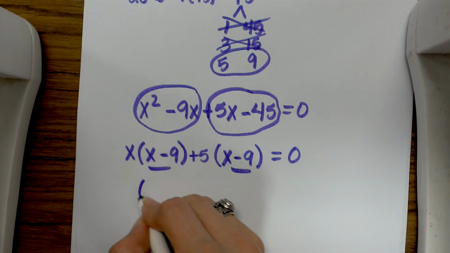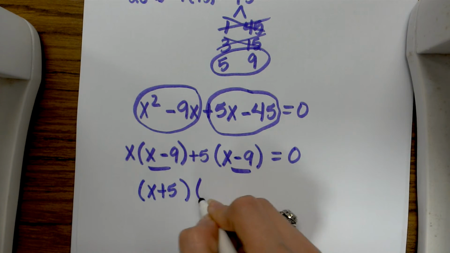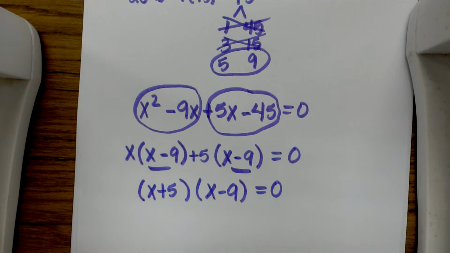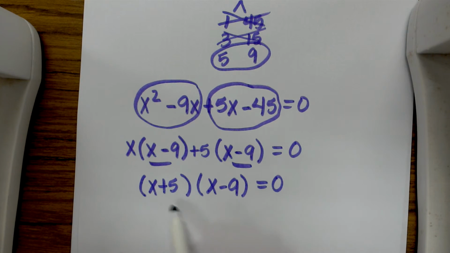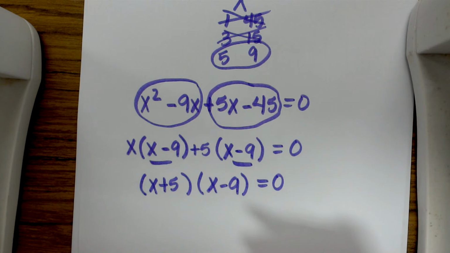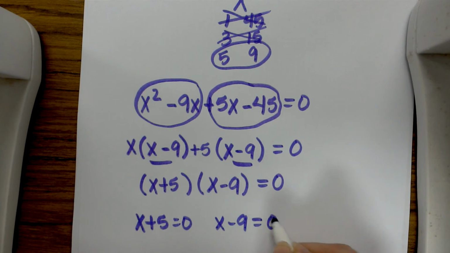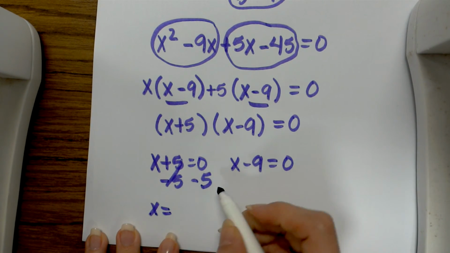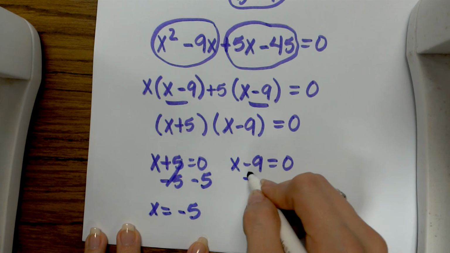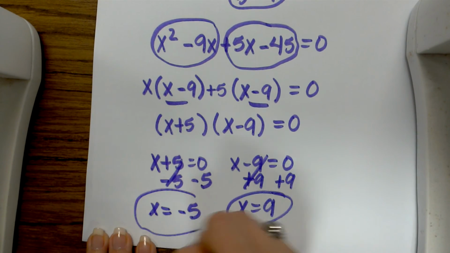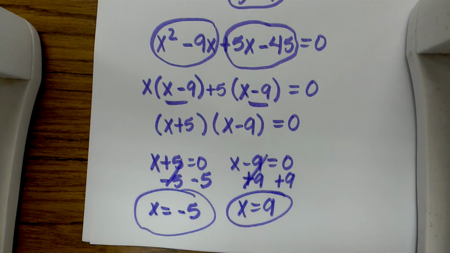So now let's rewrite it. We have x plus 5 times x minus 9, and we're set to 0. So, good. You can double check it by factoring everything out. Now you're going to solve. X plus 5 is equal to 0, and x minus 9 is equal to 0. I'm going to subtract 5 from both sides, and my x is equal to negative 5. I'm going to add 9 to both sides, and my x is equal to a positive 9. So these are my solutions. You can double check them in Desmos.